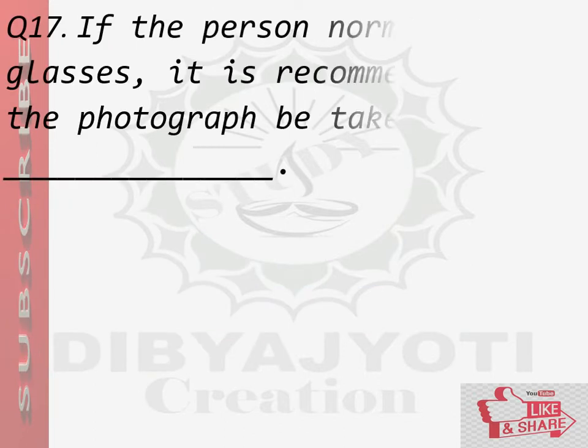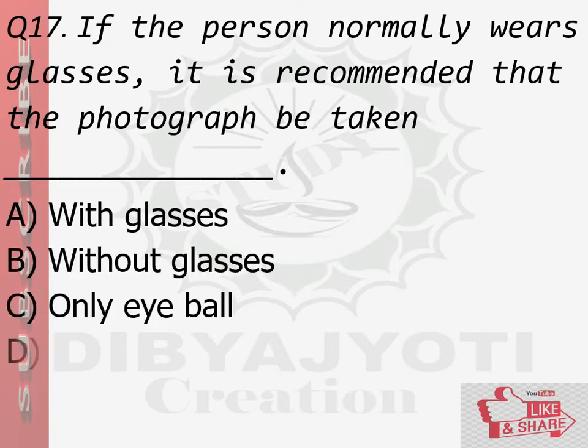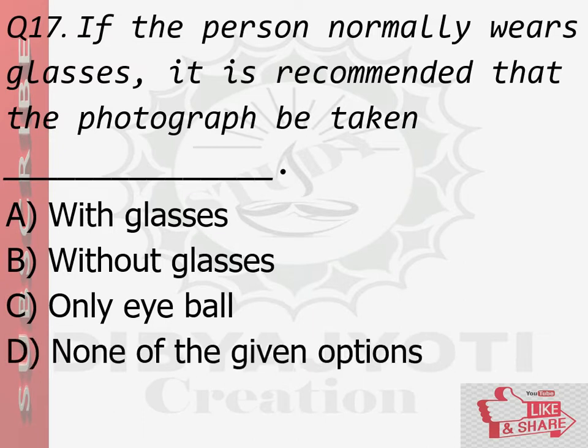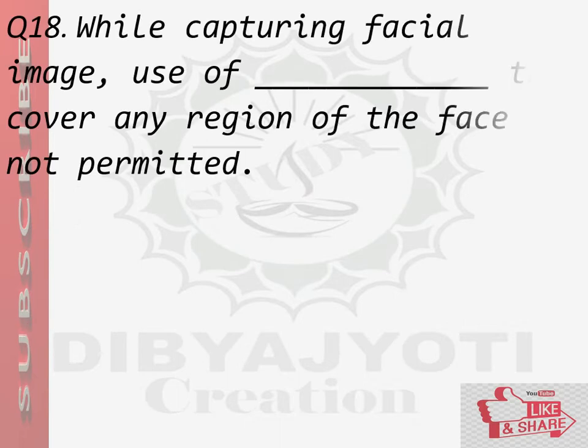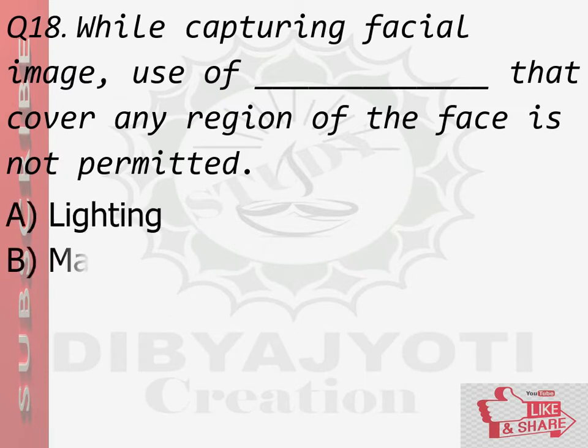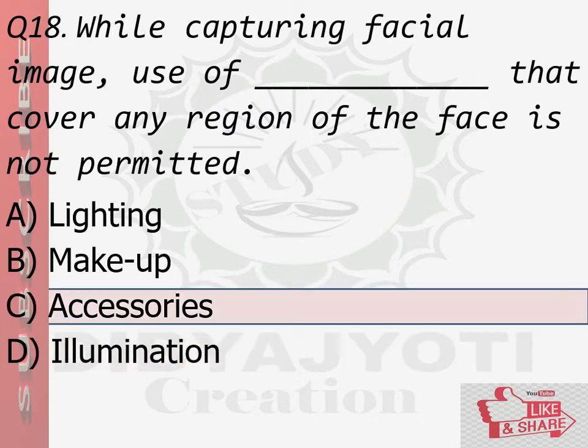Next, if the person normally wears glasses, it is recommended that the photograph be taken dash. Option A, with glasses; option B, without glasses; option C, only eyeball; option D, none of the given options. And the answer is with glasses. Next, while capturing facial image, use of dash that covers any region of the face is not permitted. Options are: option A, lighting; option B, makeup; option C, accessories; option D, illumination. And the answer is option C, accessories.